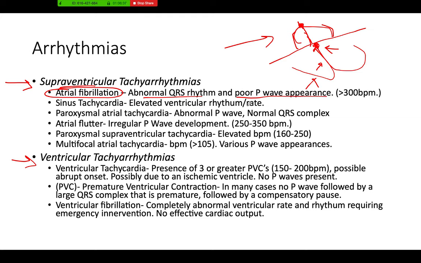Yes, this QRS, it's huge. It's so helpful. Okay, and we'll look at some AFib in a minute. Sinus tachycardia, essentially this is just elevated ventricular rhythm and rate. Nothing fancy there. Paroxysmal atrial tachycardia, you may have a slightly abnormal P wave with a normal QRS. This one you do not need to know. So I'm just going to circle the ones you really need to know. Okay, so AFib you really need to know. A flutter you really need to know.